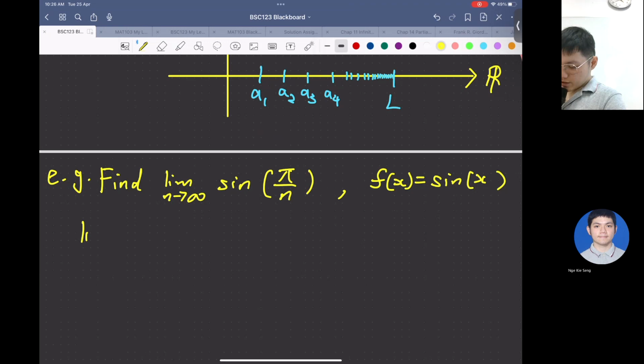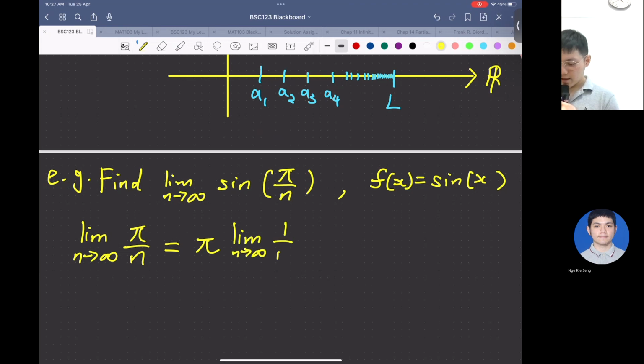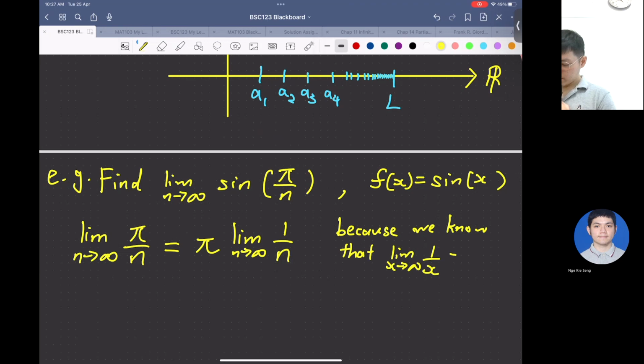So it means that we should look at the sequence pi over n first. Does this sequence converge or diverge? Converge, right? This is just equal to pi times the limit of 1 over n, because we know that the limit of 1 over x as x goes to infinity is 0. We know the continuous limit of 1 over n, then we know the discrete limit, which is pi times 0, which is 0. Everyone follow here? This is just repeating what we did just now. So you've got a sequence pi over n converging to 0.